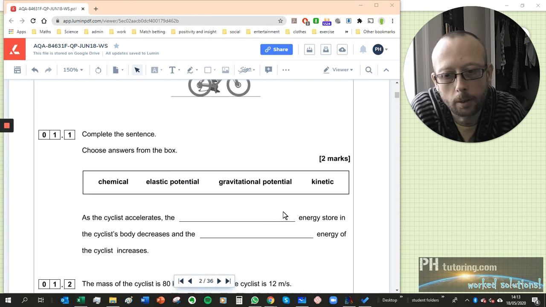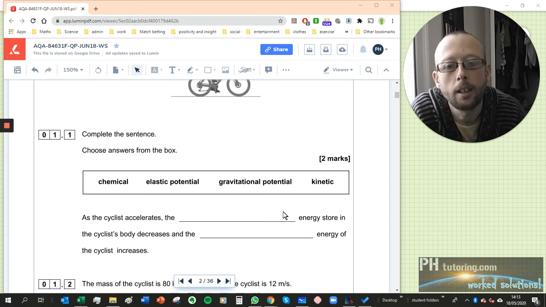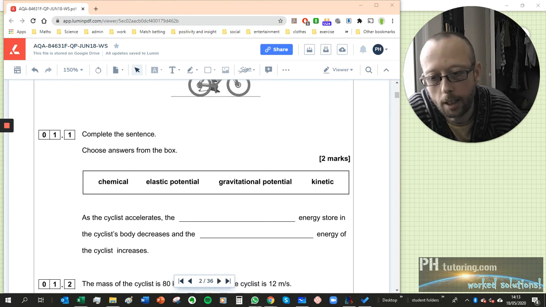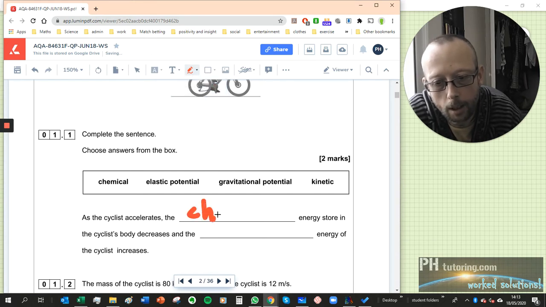First question. As the cyclist accelerates, something energy store in the cyclist's body decreases and the something energy of the cyclist increases. So because he's moving, well, what is it that enabled him to move? It was the chemical energy.